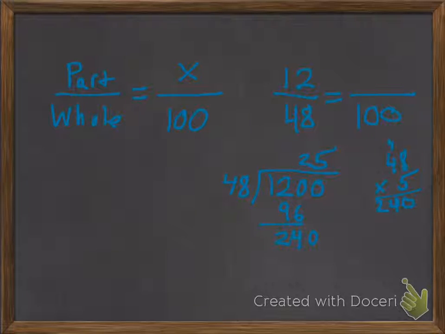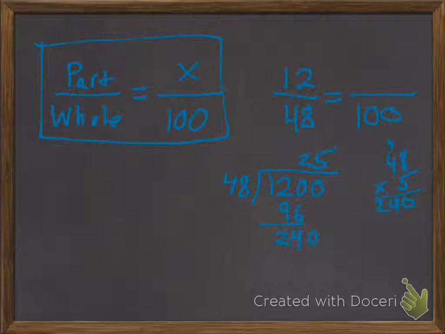A quick lesson on percentages. You can solve basically all percentages with this format here. Parts over the whole equals x over 100. So in this example, we have 12 parts over 48. 48 represents 48 pieces to make one whole.